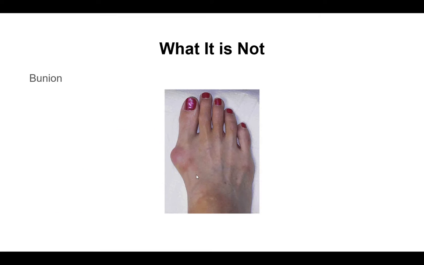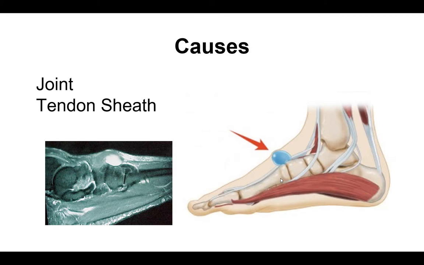Also, you want to be careful of a bunion. Here's a bunion caused by a big bump, with a little redness here from rubbing on the shoe, but along with this, sometimes there can be a little bit of a cyst that can develop around this area that can come from the joint. So what are the causes of ganglion cysts?